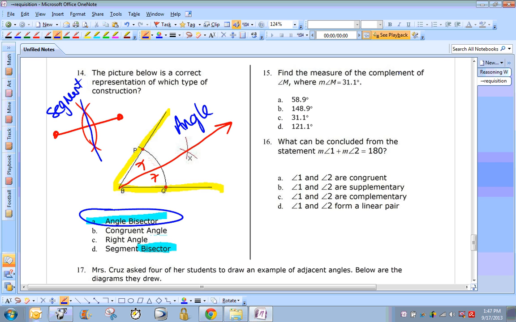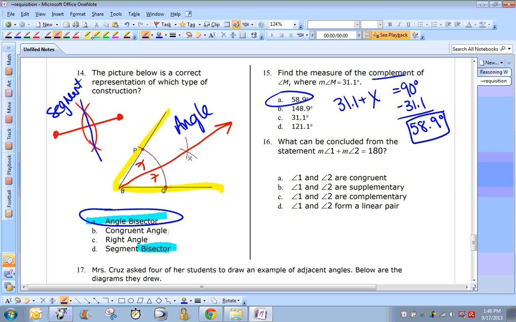All right, number 15. Complement. As soon as I see that word, I write equals 90. They tell us I've got one angle that's 31.1, and I don't know the other missing angle. They add up to 90 degrees. So when I subtract 31.1, I should get 58.9 degrees. Answer A.